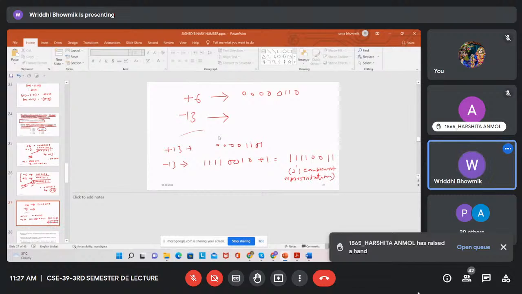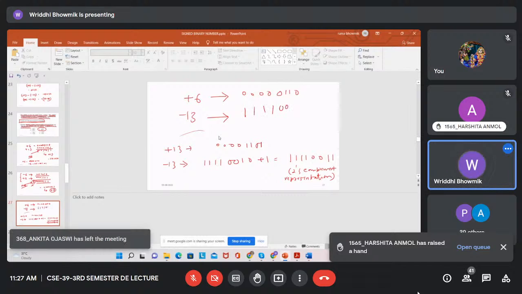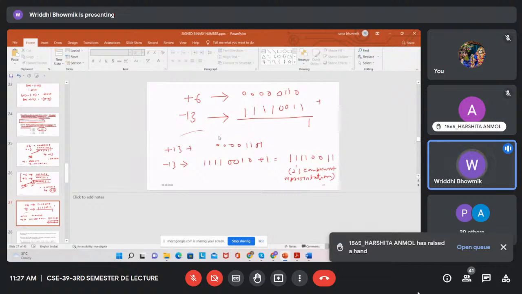So you put it right here, 1 1 1 1 0 0 1 1. Now add these two. You have 1, then 0, then 0, then 1, then 1 1 1 1. Now you see, normally when you add these two numbers, plus 6 and minus 13, the result will be negative.